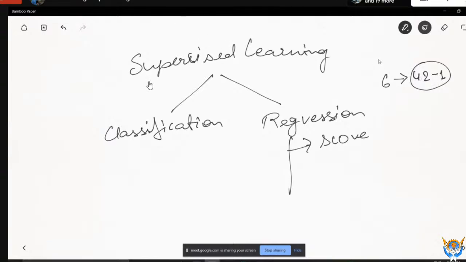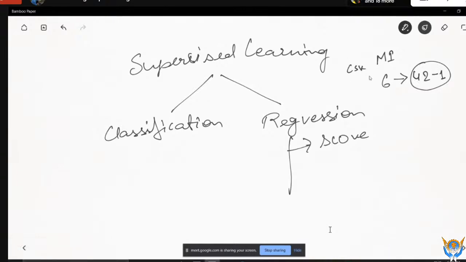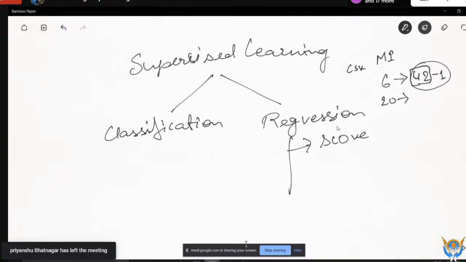So suppose this is data of Mumbai Indians. Mumbai Indians have 42 for 1 in 6 overs, and suppose the opposition team is CSK, Chennai Super Kings. Now you want to predict how much Mumbai Indians are going to score in 20 overs. Okay, so when you have to predict some value, some numbers, then your problem is a regression problem. Now you apply some machine learning algorithm and build a model, and that model will predict how much Mumbai Indians are going to score in 20 overs.